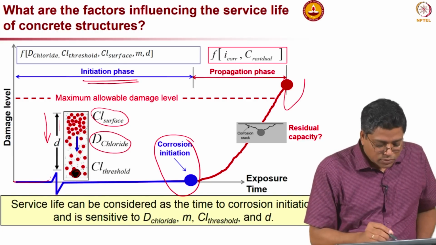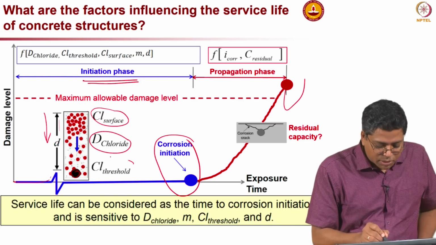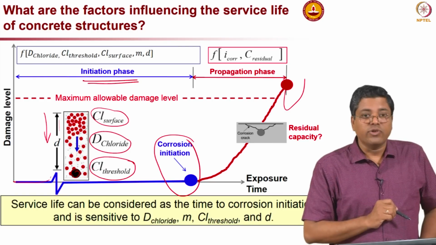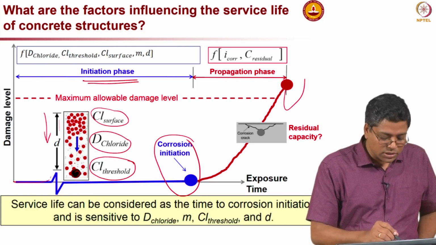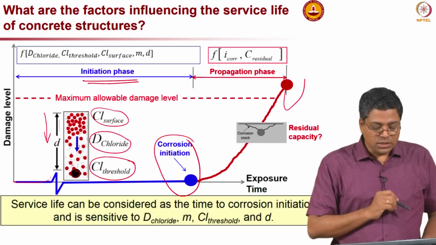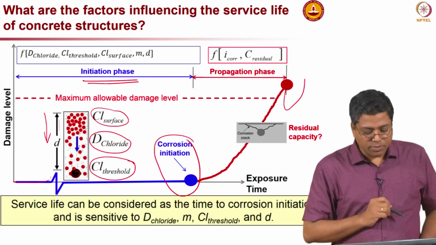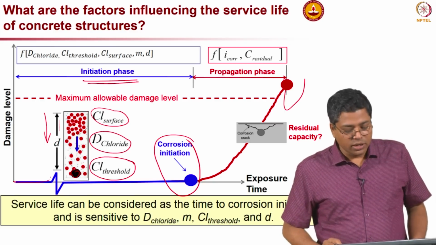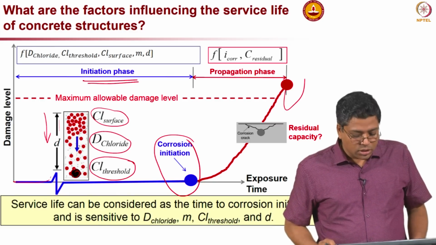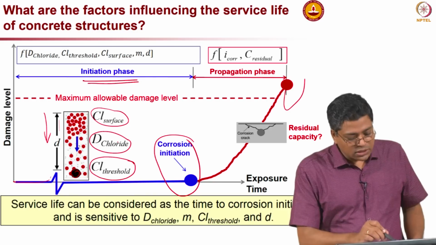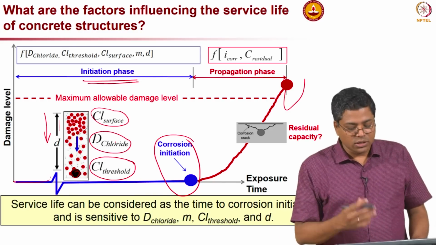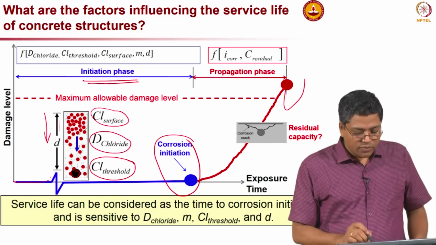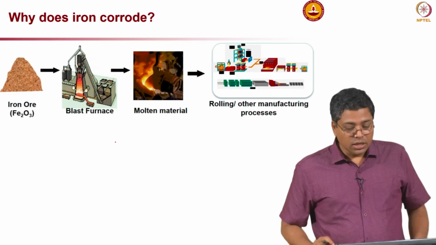Then another very important parameter is the chloride threshold, which is a property of not only the steel, but also of the steel-concrete interface. It is very important to note that it is not just a property of the steel, but both the steel and the cementitious system influence the chloride threshold. So, if we have quantitative estimates of the diffusion coefficient, chloride threshold, cover depth and chloride at the concrete surface, we can actually estimate the service life.